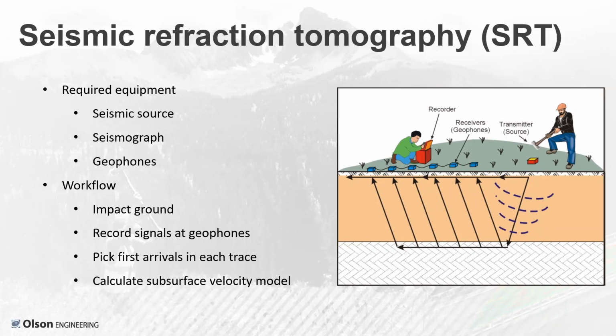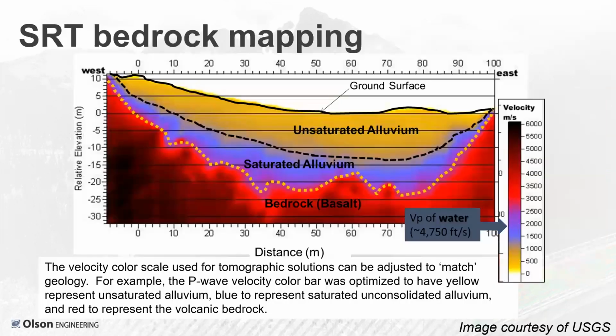And so from this, we will record the signal of the geophones. We will pick the first arrivals on each trace, and we can calculate a subsurface velocity model. And we can do refraction tomography for both shear waves and compressional P waves. We have a couple of webinars that cover this topic in more detail if you'd like to learn more. Here's an example of just mapping the subsurface geology with refraction tomography. And we did here a correction for the location of all the sources and receivers for elevation. And then we're separating the unsaturated alluvium from the saturated alluvium and the bedrock based on velocities.